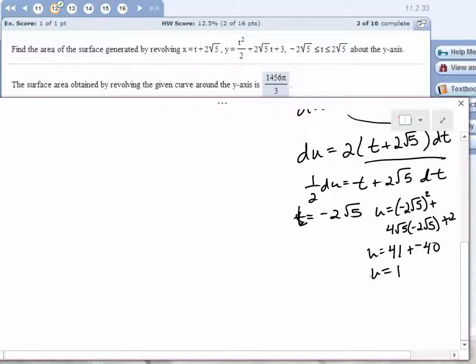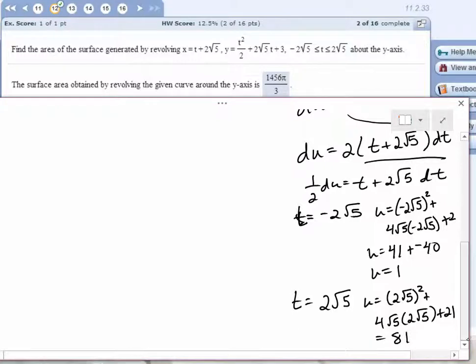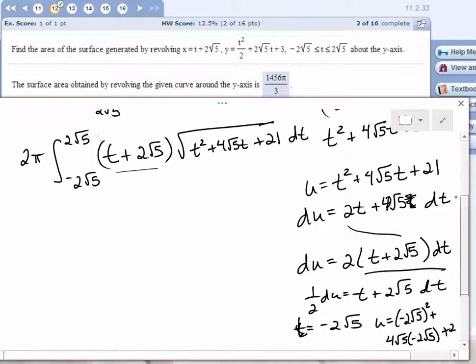And then when t equals 2√5, you do the same thing, but you don't get to have the negative. So you've got the 4√5, and then it's going to be 2√5, and then plus the 21. This still cleans up: this is 4 times 5, so that's 20, and the 21 is 41. And then you have 4 times 2 is 8 times 5 is 40, so that's 81. So it's actually really nice limits.